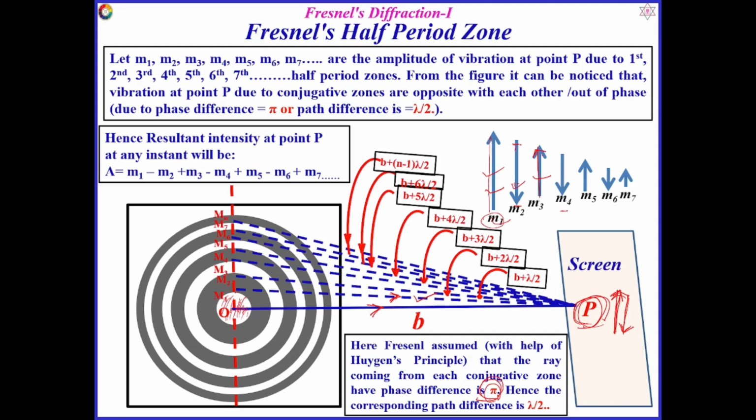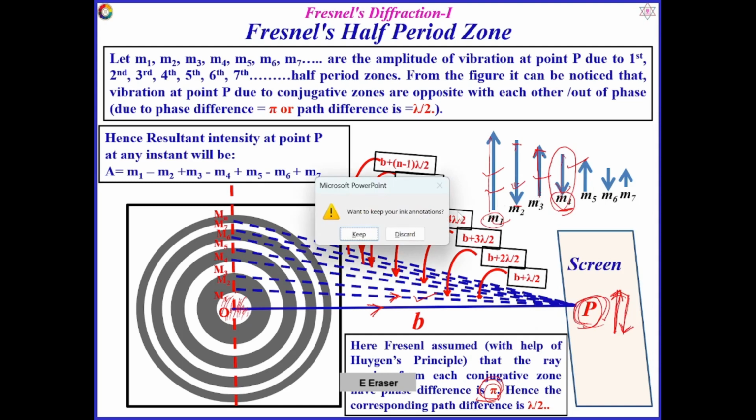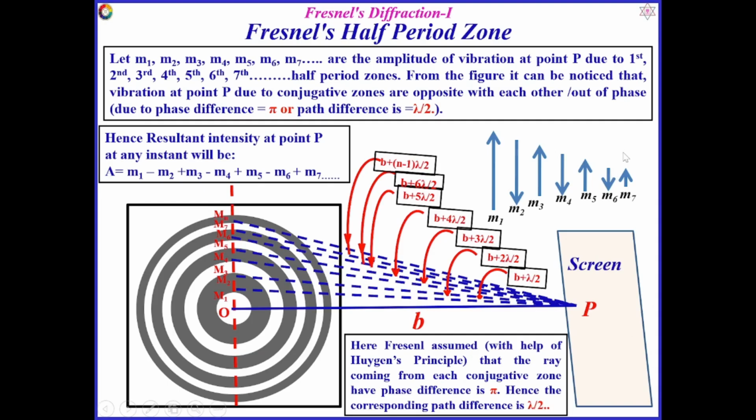Likewise, from the fourth half period zone the amplitude will be called m4, and its vibration will be opposite to the third one. Like that, it will be considered for the next to next half period zones, and their corresponding amplitudes of vibration at point P.